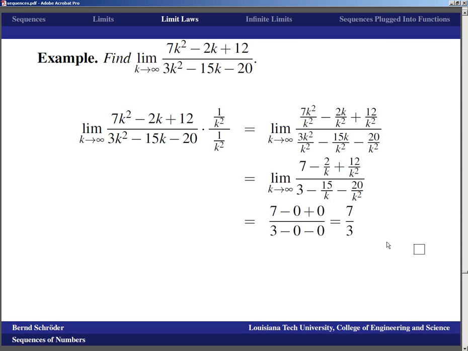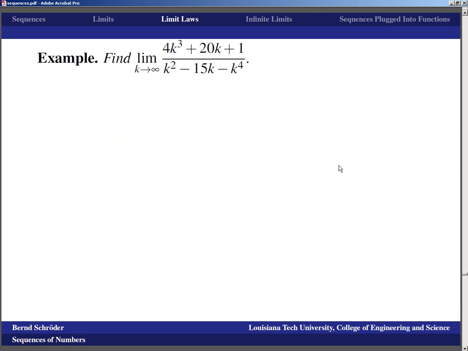We can also look at an example where stuff is a little bit scrambled, and so just because the k squared is in the front here doesn't mean it's the highest power in the denominator. Just because you've got a k cubed here doesn't mean that k cubed is the highest power. K to the fourth is what you want to use.